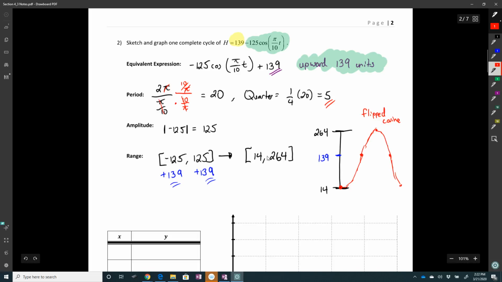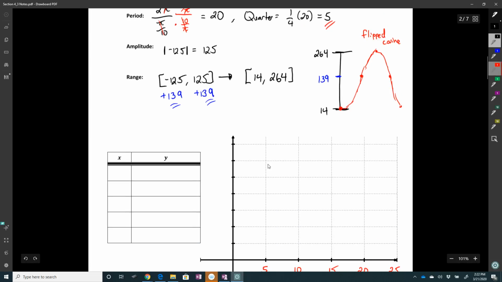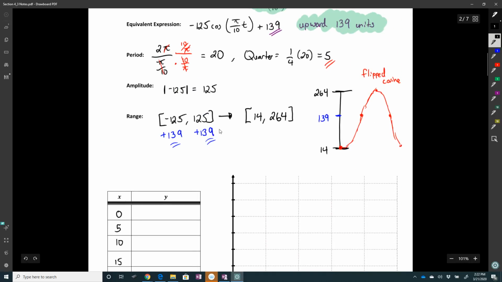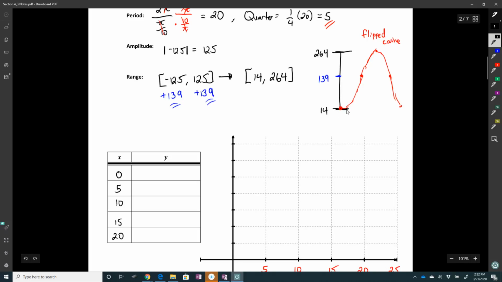And so that's the basic idea that I'm going to do here. I know my values are 0, 5, 10, 15, 20. I don't really have to plug things in, though you can plug the 0, 5, 10, 15, 20 in if you want. But I already know the basic shape of my cosine. It's going to start at 14, go to 139, go to 264, back down to 139, and back down to 14. So I kind of already know my values: 14, 139, 264, back down to 139, and back down to 14.